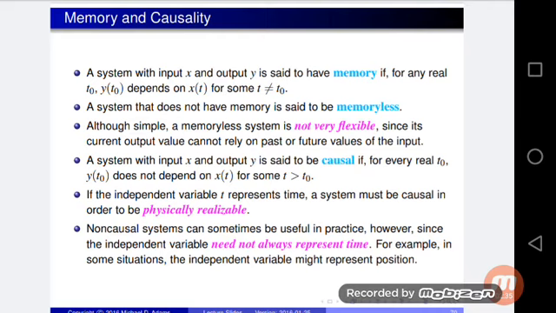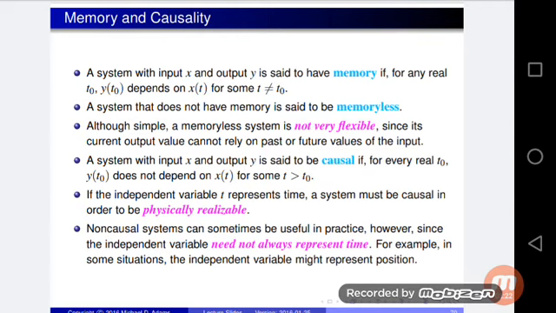For example, some systems or circuits are not arranged with memory devices. These types of devices or circuits are known as memoryless devices, since the current output value cannot rely on past or future values of the input. As we discussed at the start, without memory we can't use stored values.